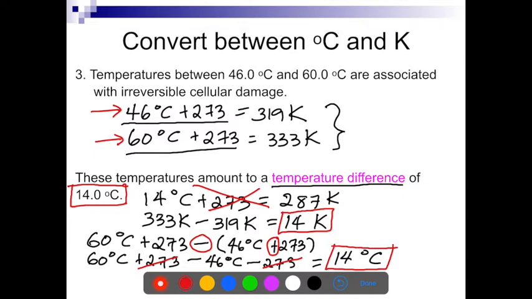And therefore, we can see that when we're converting temperature difference, the temperature difference in degrees Celsius is equal to the temperature difference in Kelvin. We just need to change units from degrees Celsius to Kelvin or Kelvin to degrees Celsius.